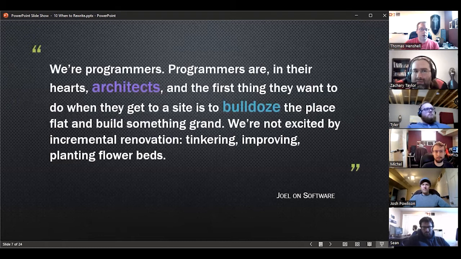Okay, so let's start also on the intro side. Let's talk through some things that Joel says. So we're programmers, and programmers are in their hearts architects. And the first thing they want to do when they get to a site is bulldoze the place and just flatten everything and build something grand. Okay, that's what's in our hearts. We're not excited by incremental renovation, tinkering and improving and planting flower beds. Okay, so this is the heart of the programmer.